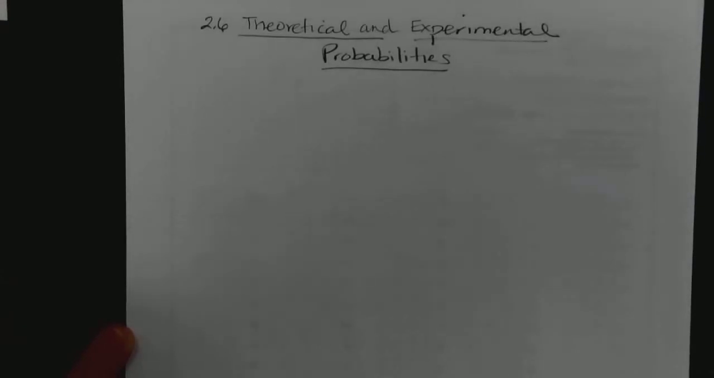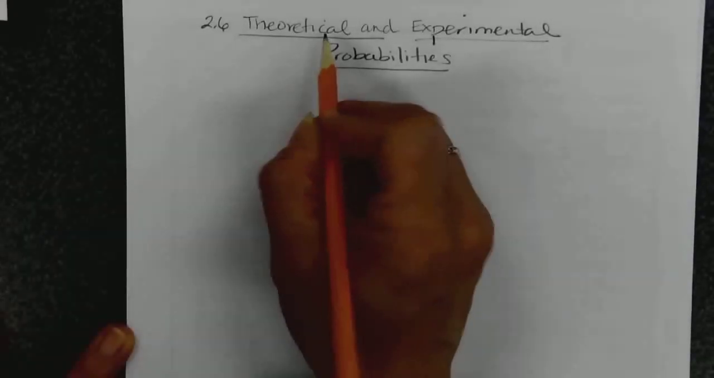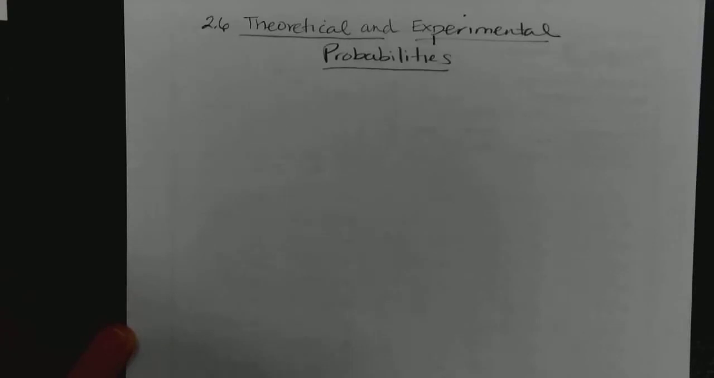Can somebody tell me the difference between theoretical and experimental probability? Yeah, so theoretical is, let's say we're theoretically determining the probability of rolling an even number on a dice. It would be 3 out of 6, which is 50%, or a half.